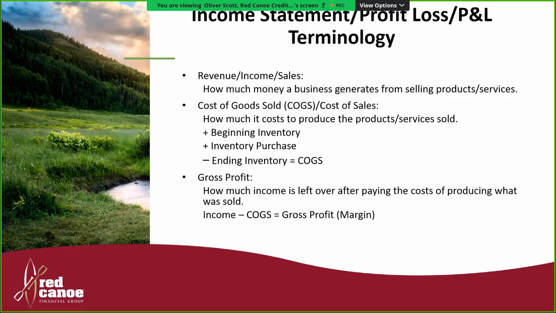Any other questions about revenue, income, sales? Okay. The next line item is cost of goods sold. It's also called the cost of sales, but I like COGS, short and sweet. This is how much it costs to produce the products and services that you've sold.